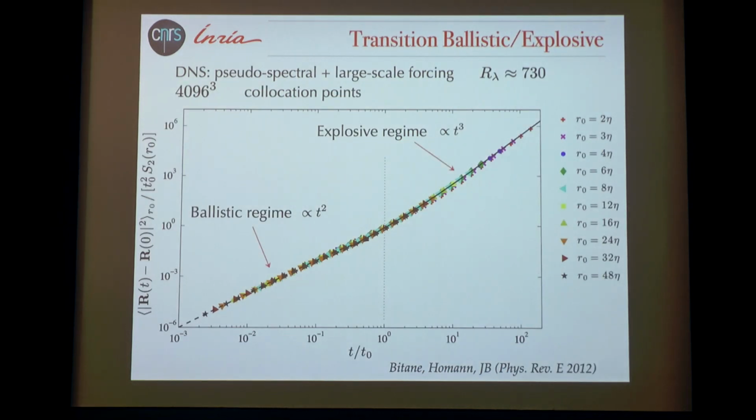So in order to look at things a bit further, this is typically what you get with not too cheap direct numerical simulations. It's a direct numerical simulation of the forced incompressible Navier-Stokes equation, using 4,000 cube collocation points, and these are typical measurements of the square separation between particles as a function of time. It's rescaled in a way that you observe that the ballistic regime is collapsing independently of the initial separation. And at the same time, things are going to the explosive Richardson regime, again collapsing on the same master curve. And so what you see is that, you can trust it a bit or not, you barely observe a decade of T-cube scaling, and only for very specific initial conditions, which are initial separations a bit close to the dissipative scale.